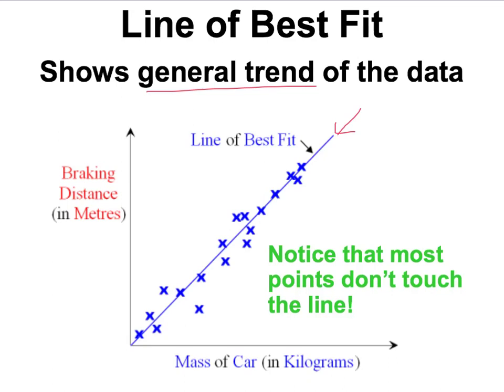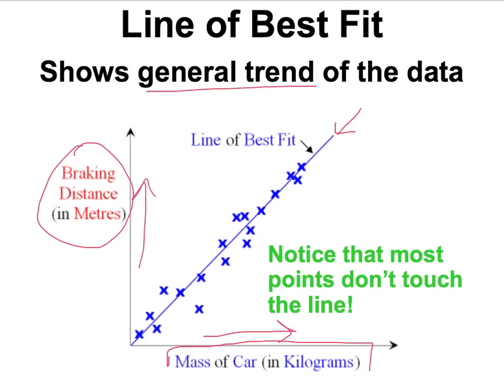In this example, what the line of best fit shows us is the relationship between braking distance in meters and the mass of a car. This makes it really easy to see that the heavier the car is, the longer it's going to take for that car to brake or to stop.